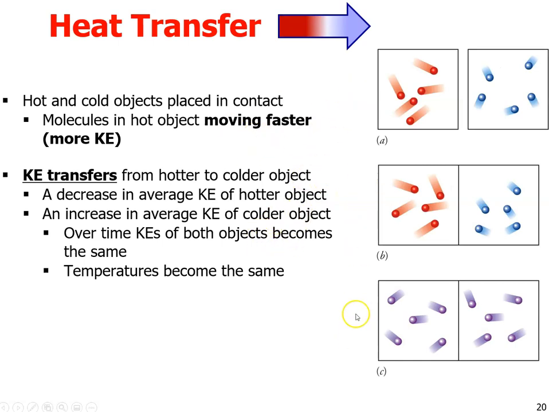So here are some examples, just visually looking at these. If we have hot and cold objects placed in contact with each other, whether it's air, gas, liquid, or solid, the hot objects are initially going to be moving faster. Kinetic energy is transferred from the hot object to the cold object when they're put next to each other, and eventually all of the averages are going to even out. The cold side's going to get warmer and the warm side's going to get cooler, and those overall temperatures will eventually become the same.